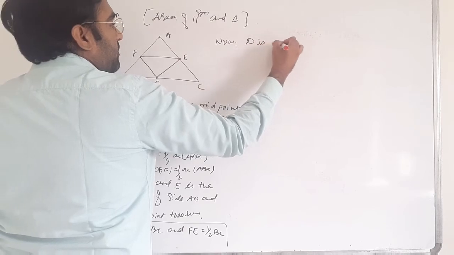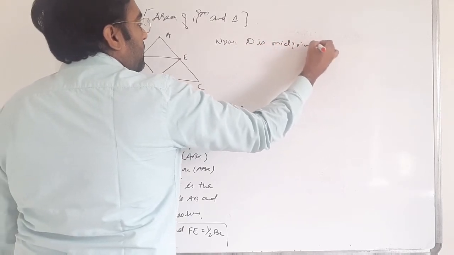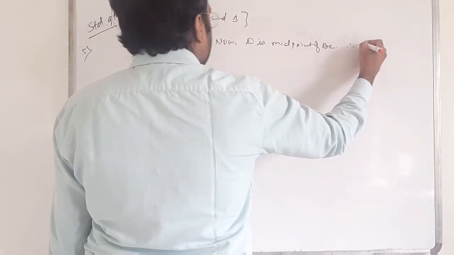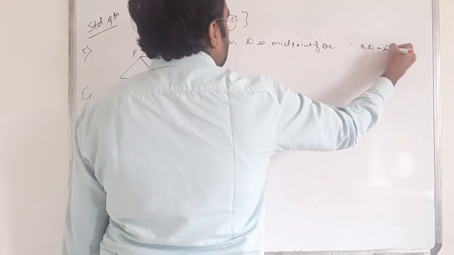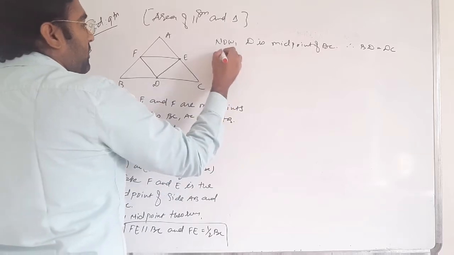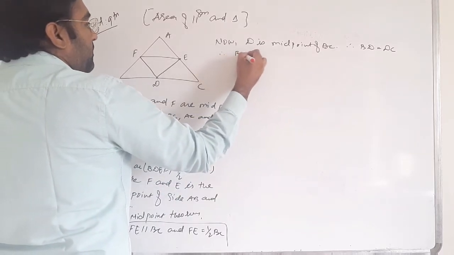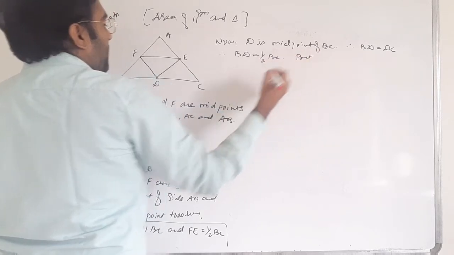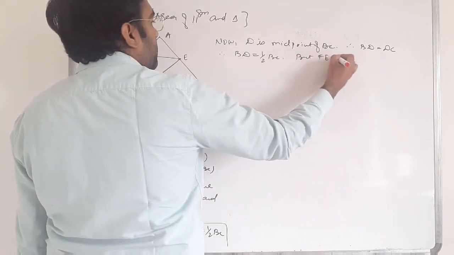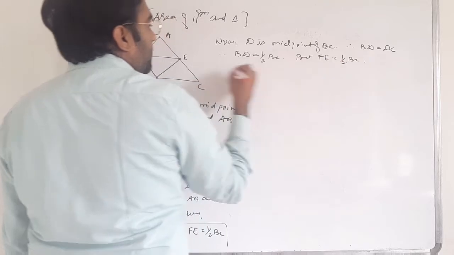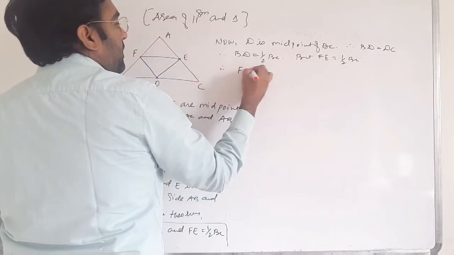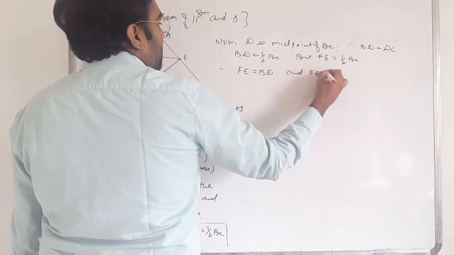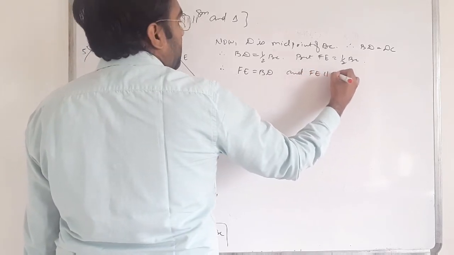D is the midpoint of BC, therefore BD is equal to CD. We can also say that BD is equal to half of BC, but FE is also equal to half of BC. Therefore FE is equal to BD, and FE is parallel to BD.